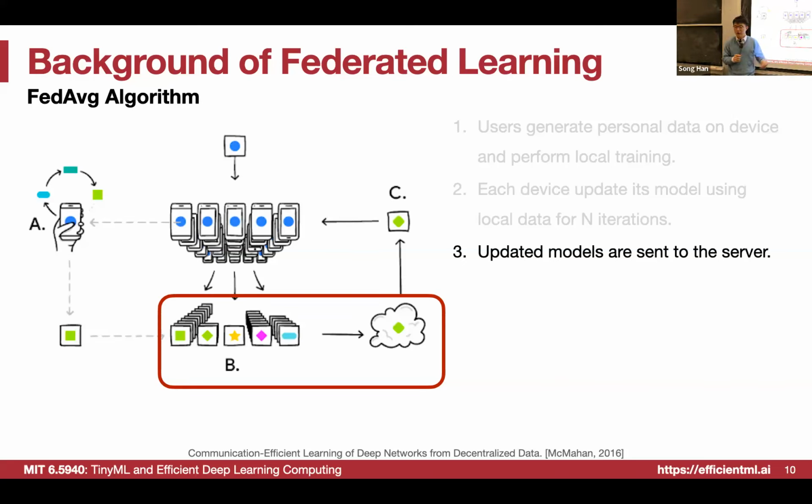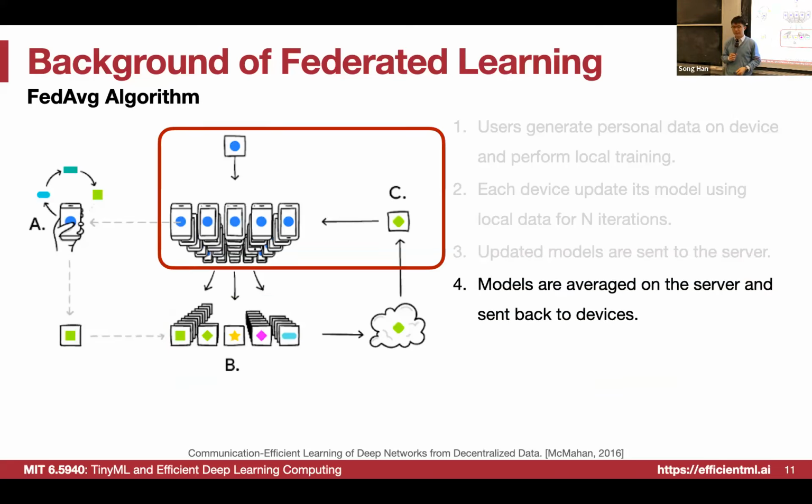Those models are sent to the server. The server will average the models coming from different devices and then send back the updated model to each device. So in this cycle, the important private user data doesn't have to leave the device. You only transmit the gradient or the weight update. So that is the FedAverage algorithm.